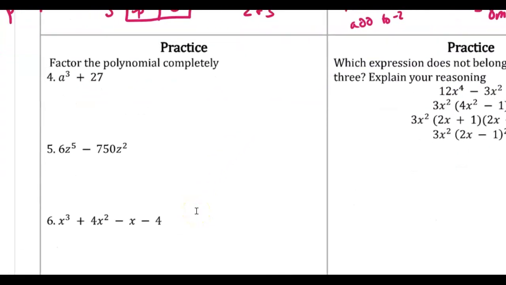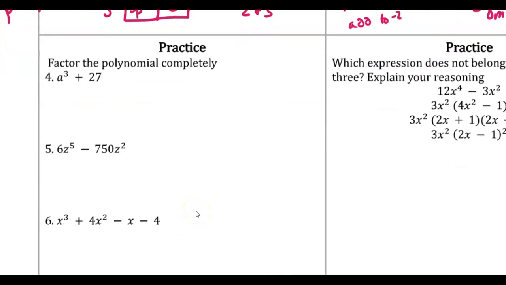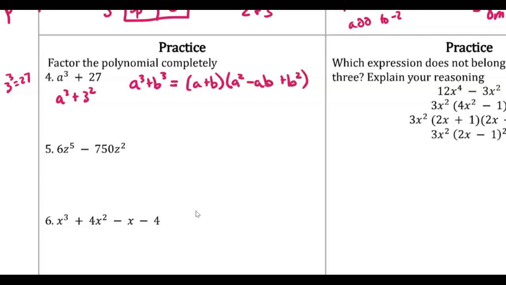Okay, let's look at this one. This one is a review from video 2, or from video 1, I'm sorry. It's a sum of cubes. Do you see that a cubed is obviously to the third power, and 27 is a perfect cube. It's on our list. 3 cubed is the same as 27. So this is the sum of cubes, which I'm just going to write down the formula real quick. When it looks like that, you do a plus b, and then in the next parentheses, you do a squared minus ab plus b squared.